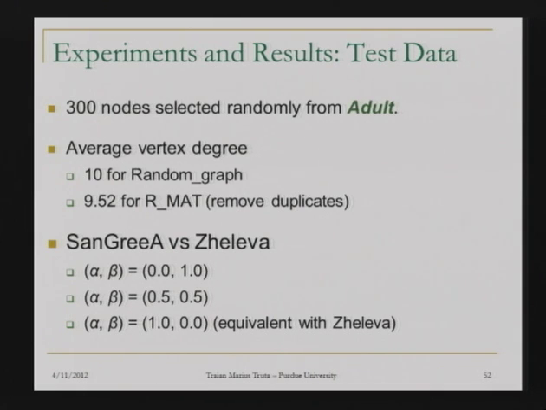And then we run the Sangria algorithm for various values. And why do we use Zheleva here? Because Zheleva have used a similar algorithm, but she never referred to structure. She used only node attributes to create the clustering. And therefore, when you use just the node attribute values, this is equivalent to an existing algorithm already proposed by Zheleva and Getoor from the University of Maryland.